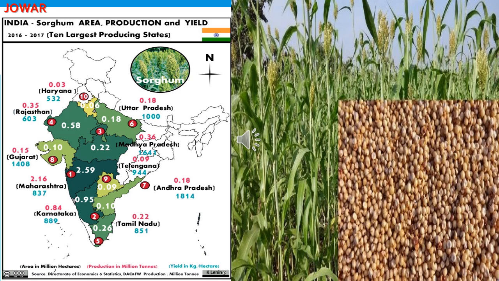So jowar is the third important food crop of our country. It is an indigenous plant of Africa. It has a tendency to grow in adverse climatic conditions. Its grains are rich in carbohydrates, proteins, minerals, and vitamins, so it provides cheap food to the large section of the poor population. Jowar is also used as fodder in many parts of the country. It is an important crop in peninsular India. Maharashtra, Karnataka, Madhya Pradesh are the leading producers of jowar.